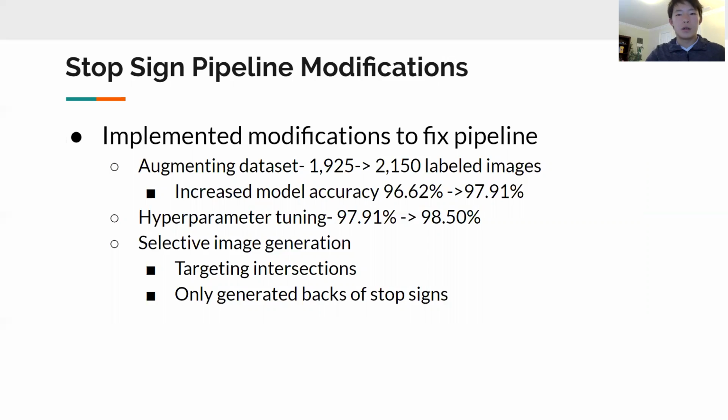I then focused on selective data generation to help reduce the image load. Because I know stop signs only occur at intersections, I used OpenStreetMaps to find intersections and only generate images at intersections. However, this selective image generation didn't work, as the only images generated were from the backside of stop signs, which the model generally avoided. These modifications didn't work because they didn't address the core issue, which is something I'll discuss next.